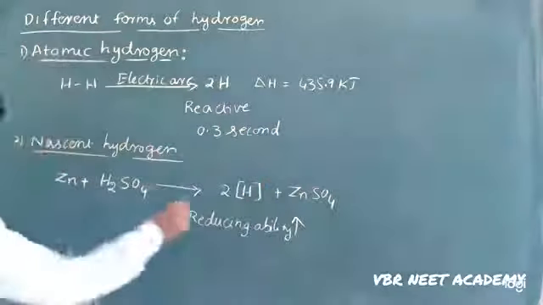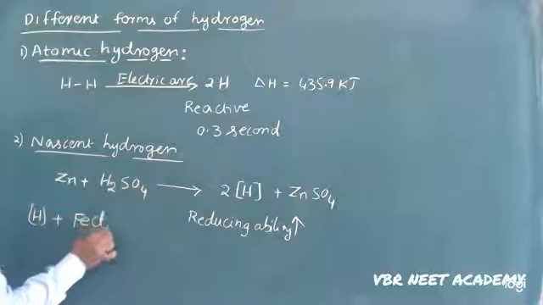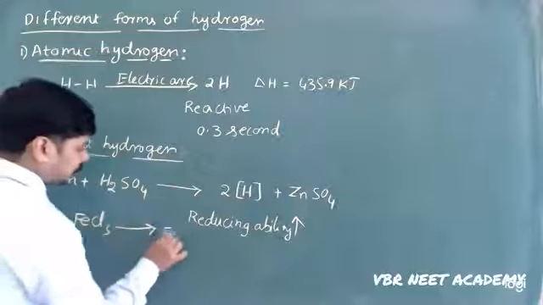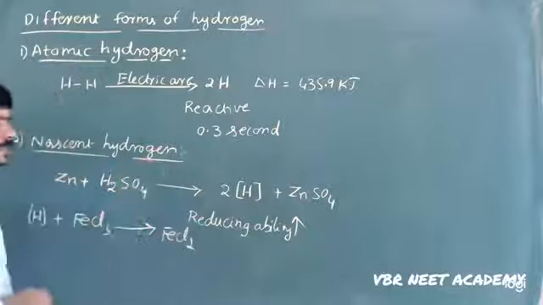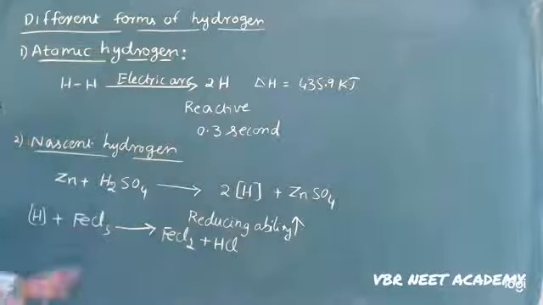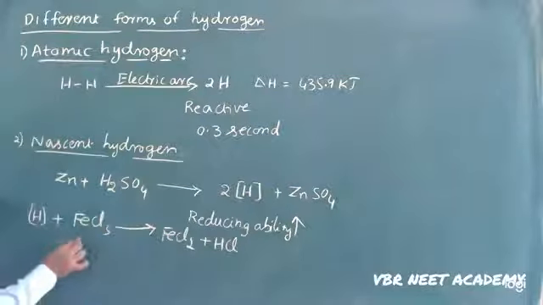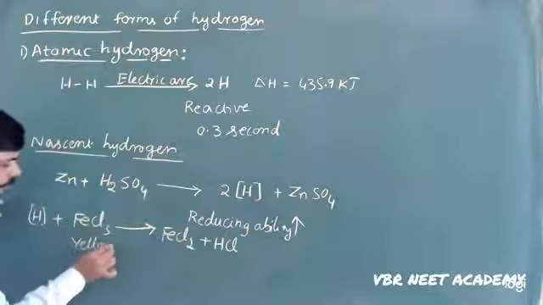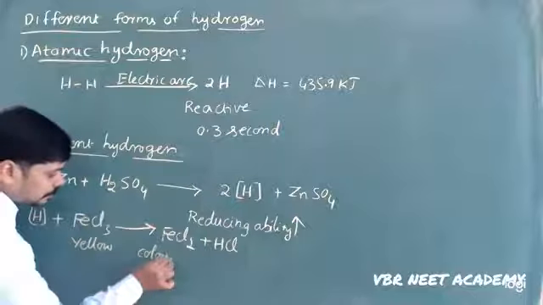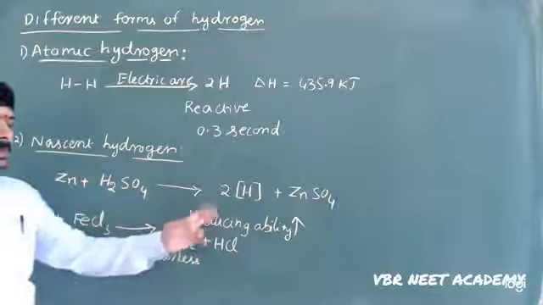So what can we see from here? This H can convert FeCl3 to FeCl2 plus HCl. So the yellow color of FeCl3 is lost and it becomes colorless. Understand? So this is the reducing ability of nascent hydrogen.